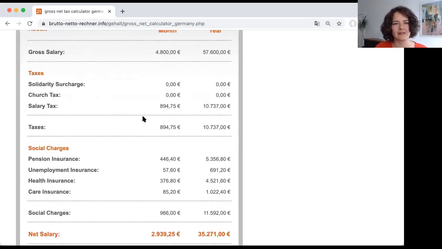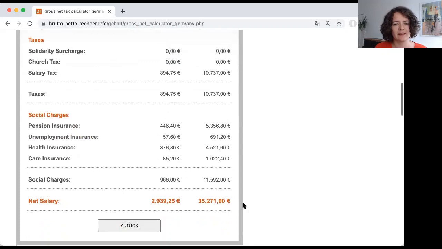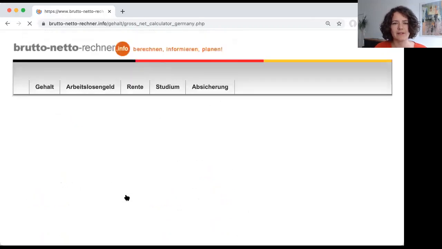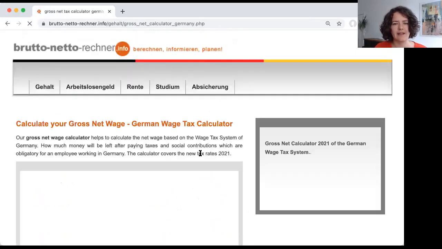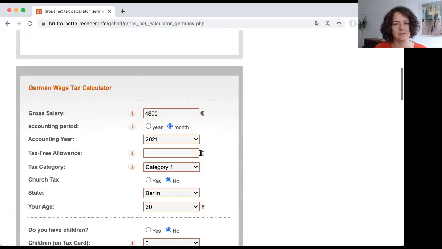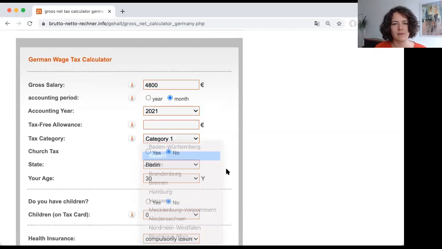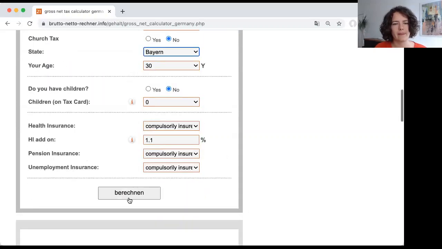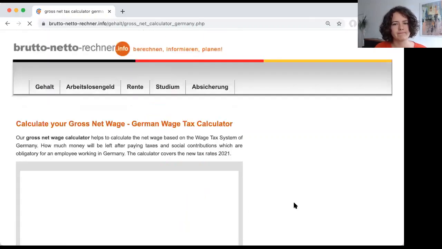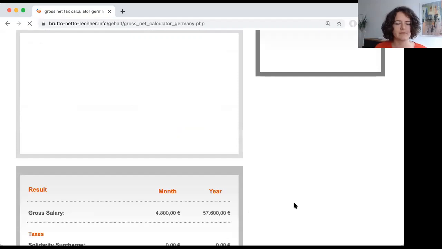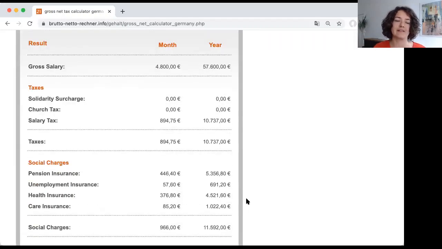it calculates the solidarity surcharges. I'm surprised that this comes at 0. I have to check that again. I think we said Berlin, right? As a destination. Yeah, we did. We can try with a different state, maybe, say Bavaria. Okay, still solidarity surcharge none. Yeah, that's actually correct. Sorry, I confused that.